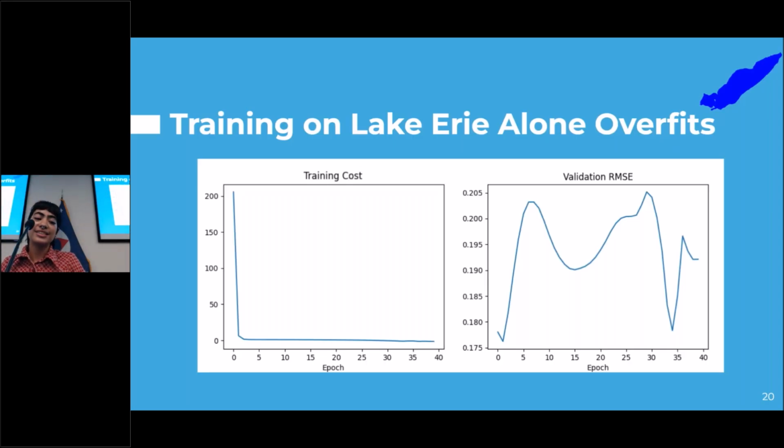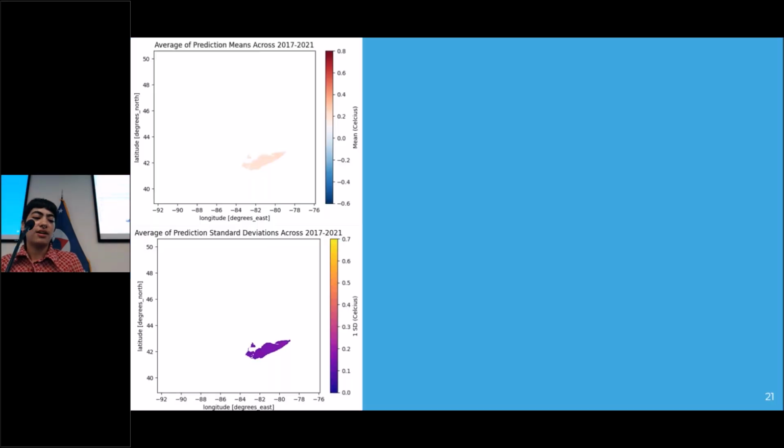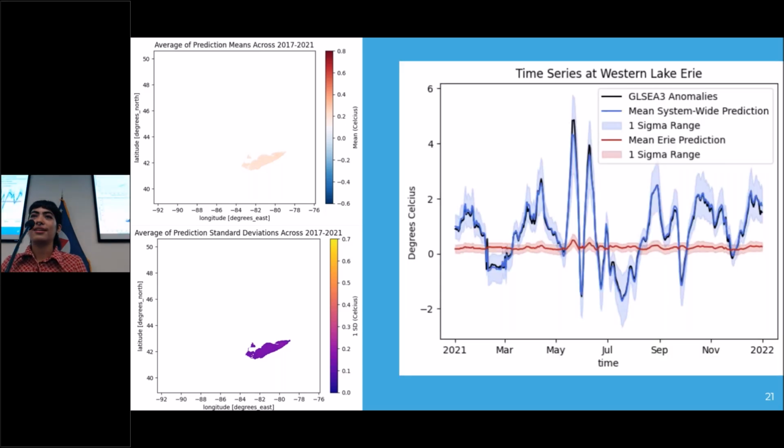We next looked at training on Lake Erie alone, and we saw that it overfits. By overfitting, I mean when we look at the training costs, it looks like we've trained this model. But when we look at validation, we can see that that's not the truth. We should be seeing a downward trend, and we are not seeing that. With the standard deviation, again, we're seeing relatively low values. But if we look at a time series, again, ground truth in black, system-wide model in blue, and Lake Erie model in red, we see that it did not capture the ground truth. It didn't do very well.